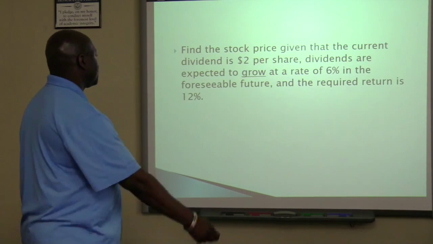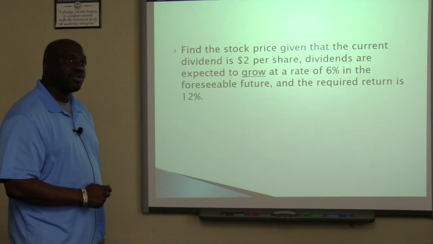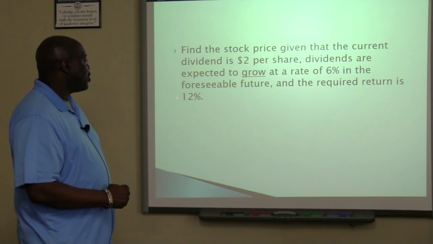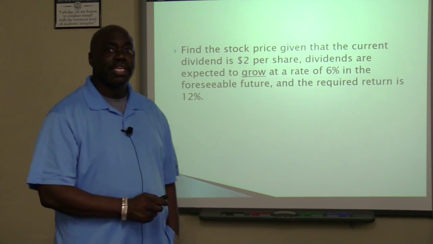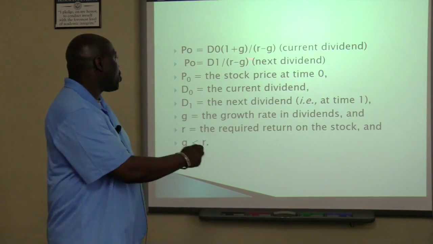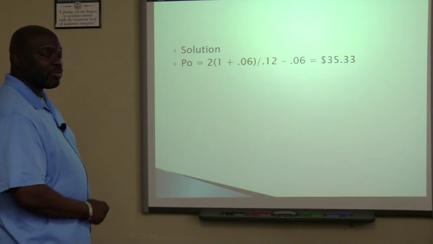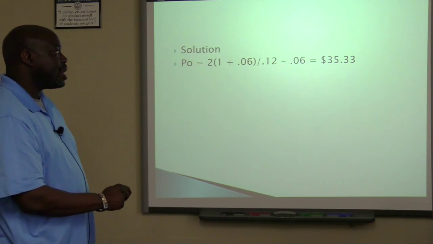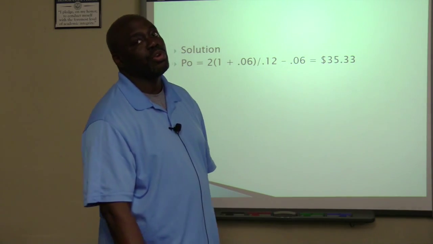Let's look at a problem. I need you to find the stock price given that the current dividend is $2 per share. Dividends are expected to grow at a rate of 6% in the foreseeable future, and the required rate of return is 12%. Which formula does that sound like? It says the current dividend, so we're going to use the very first formula, the current dividend formula. So we're going to take the $2, then in parentheses, 1 plus the growth rate of 6%, divided by the required rate of return minus the growth percent. And you should come up with $35.33.